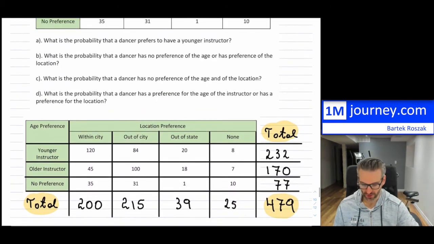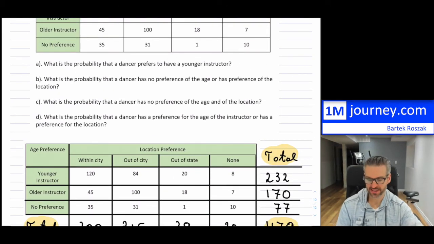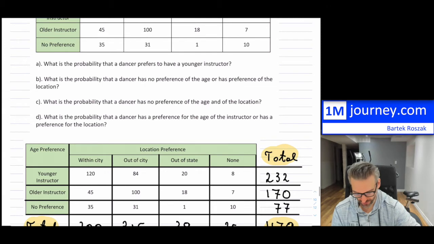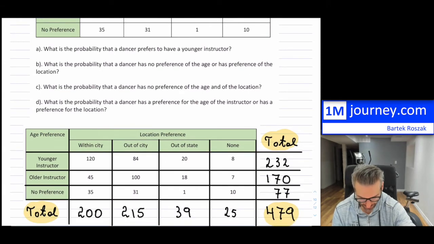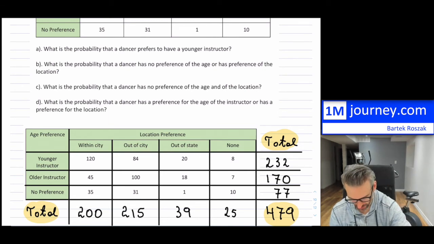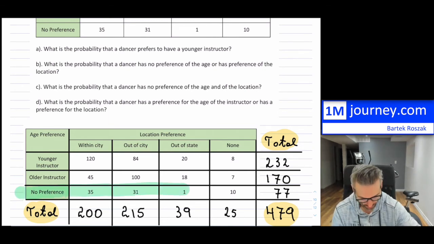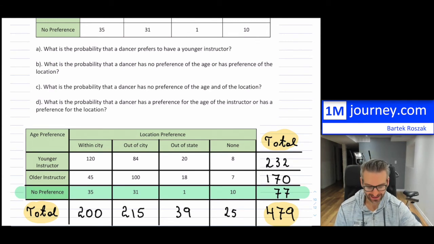So that we can do part C. Part C says, what is the probability that a dancer has no preference of age and of the location? Now the word "and," right? "And" of the location. So there is no preference. So let's highlight these again. So no preference of the age. So we know that this is right here. No preference of the age, right there. And, okay, of the location.